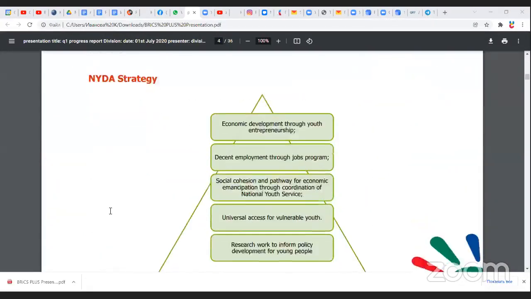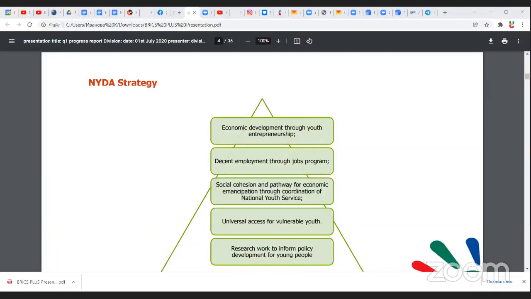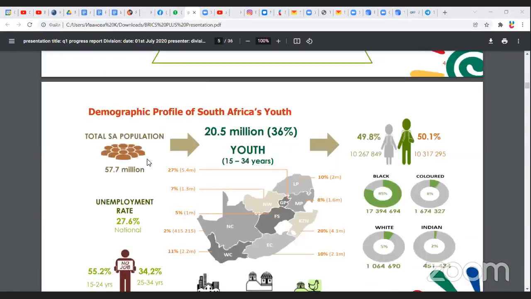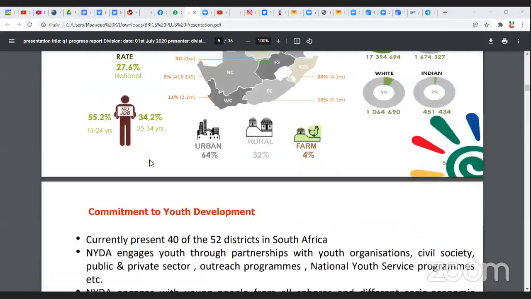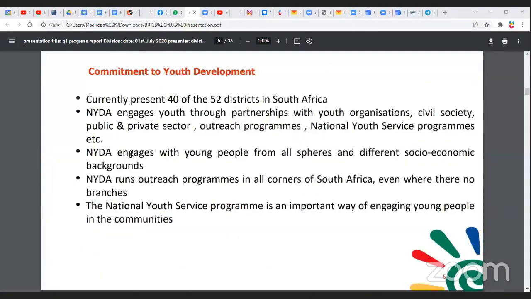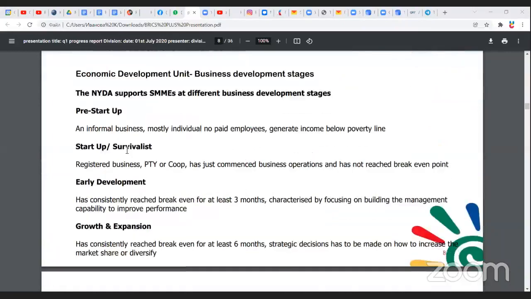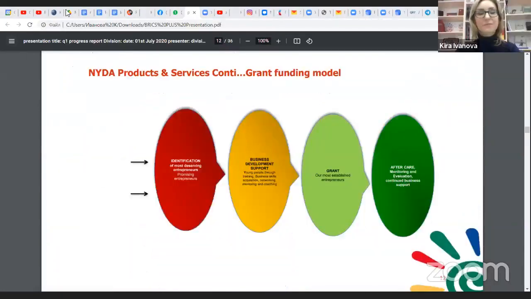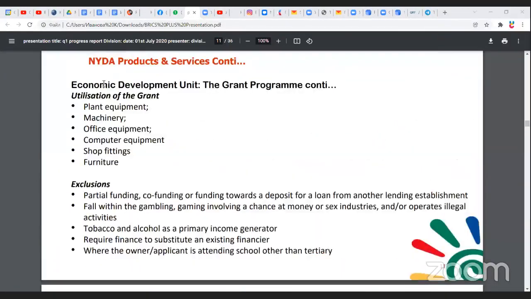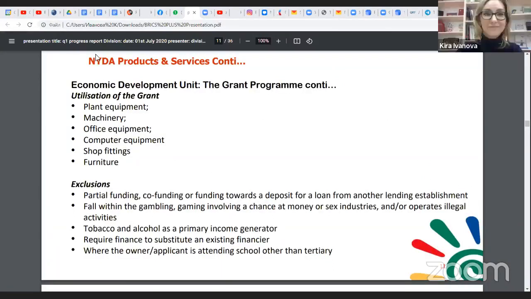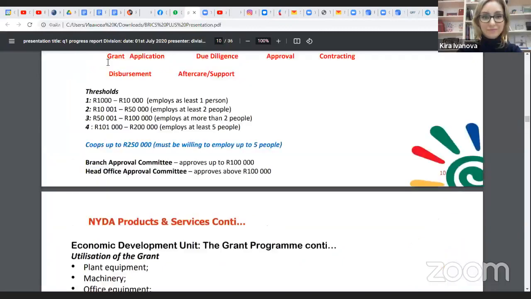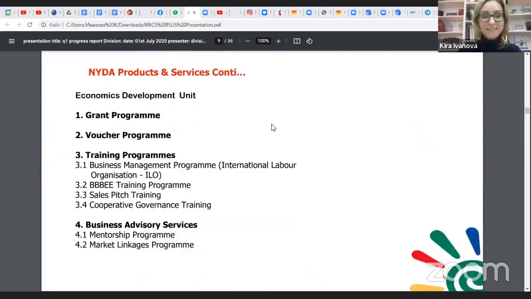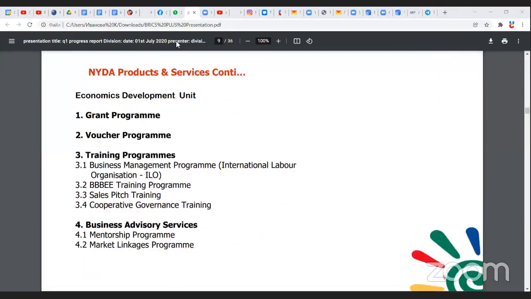If you can go back to the previous slide. All right. This one? Go further. Go to the next one. The next one. Continue. Yeah, on this one. Thank you. Not the previous one? Sorry. Okay. You can go back. The previous one. This one? Yes, this one.